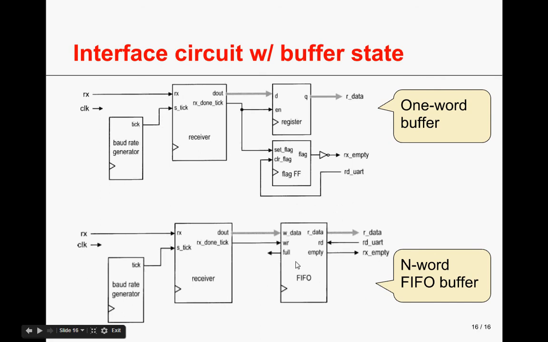The VHDL codes for these two examples are available in the book, and I recommend that you take some time to go and see how the one-word buffer and the FIFO buffer architectures for the interface circuit work.